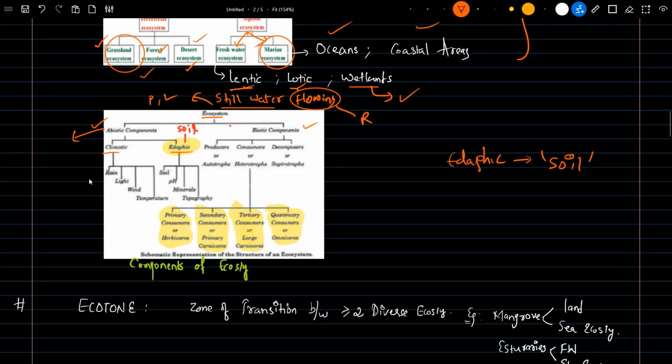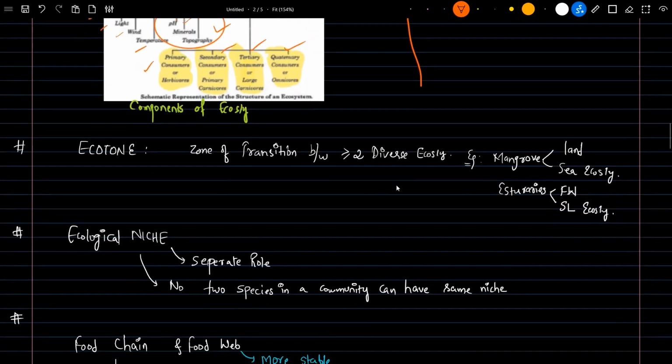Next, the climatic factors are simply rain, light, wind, temperature, and edaphic factors are soil, pH, minerals, topography. These are all related to soil. Next, coming to biotic components, it majorly consists of producers, consumers, decomposers. Again, consumers can be classified as primary consumer, secondary consumer, tertiary consumer, quaternary consumers. So this is the broad classification of components of ecosystem. No need to mug this up, just understand what are biotic components, what are abiotic components, and what are the different types of biotic and abiotic components. That's it.